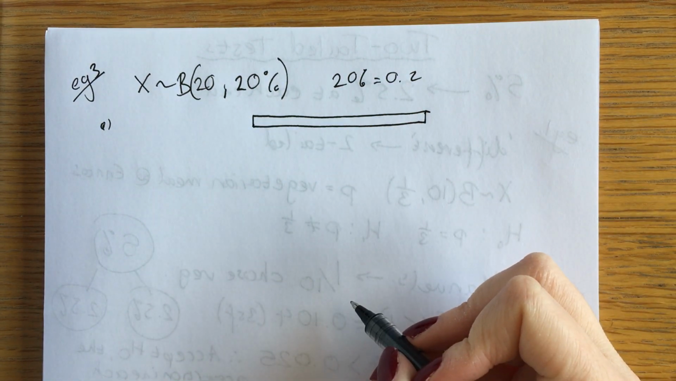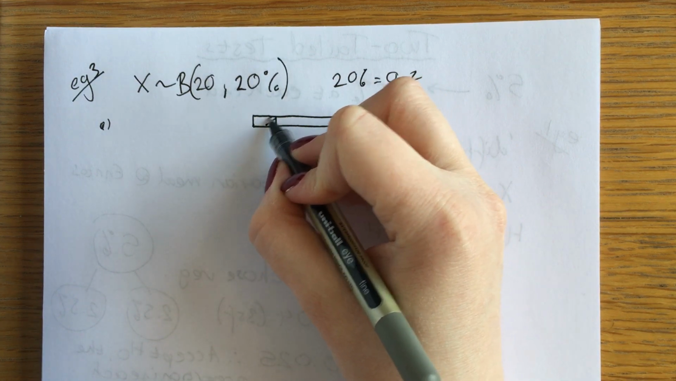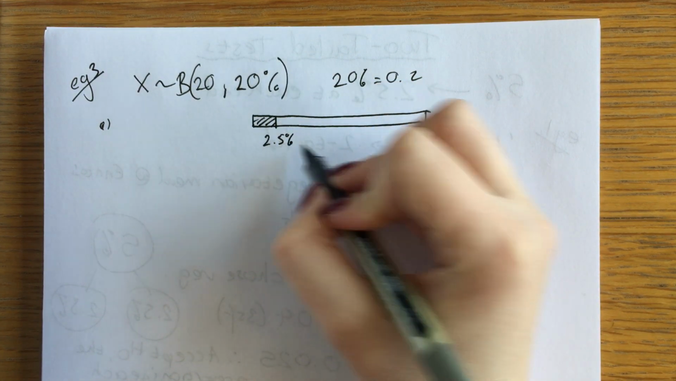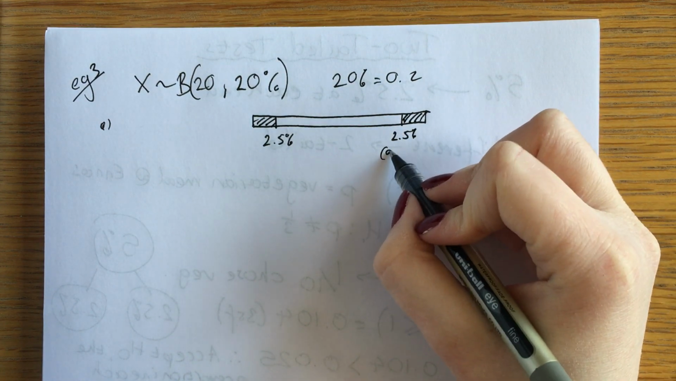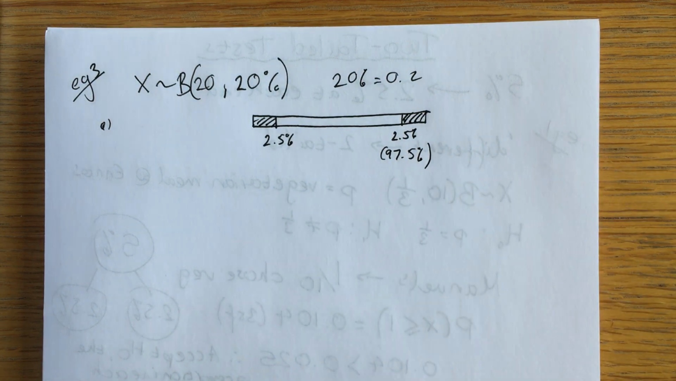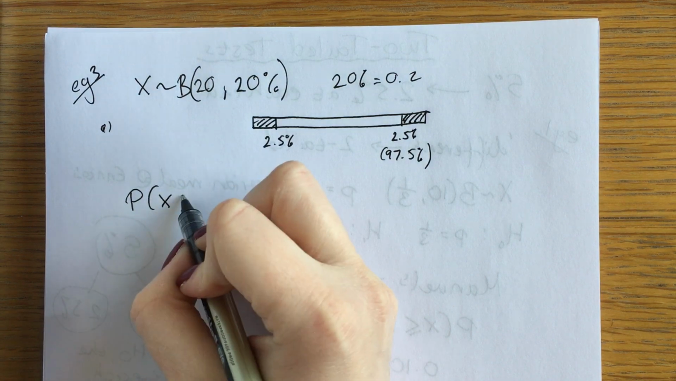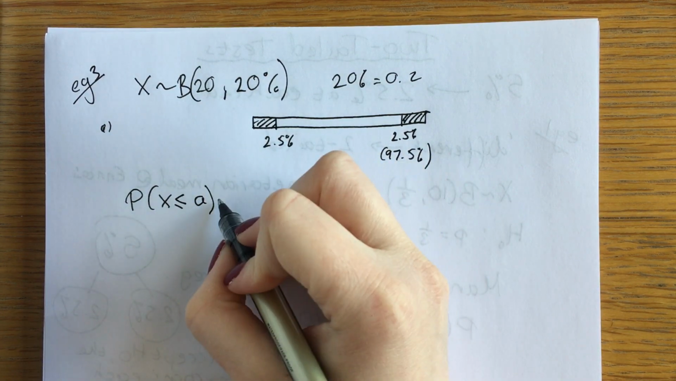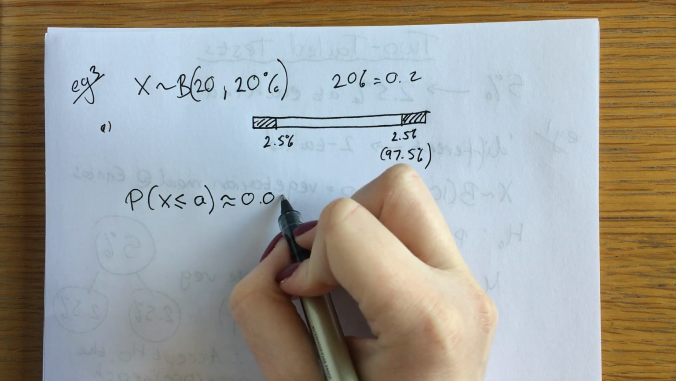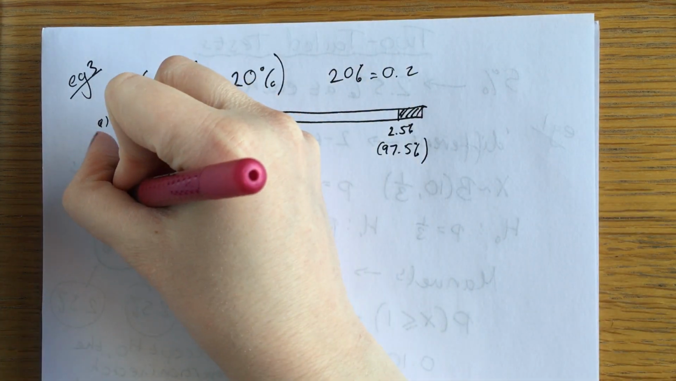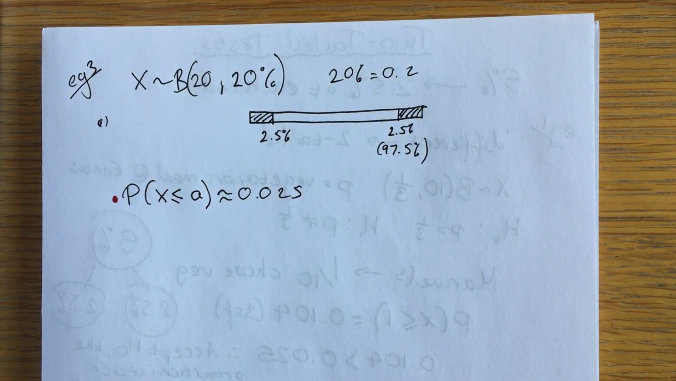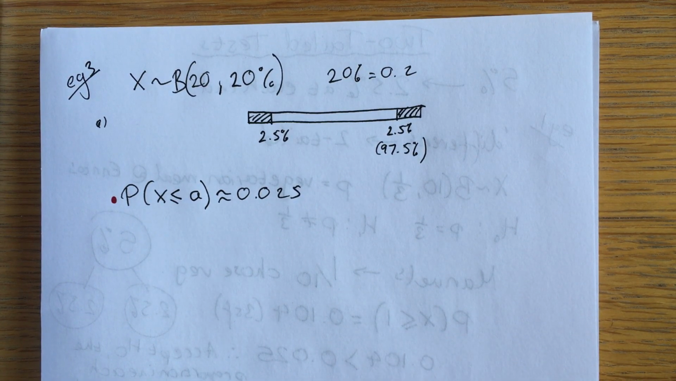Now we're testing at the 5% significance level. So we've got a region down here of 2.5% and a region up here of 2.5%. Because my calculator looks at less than, we're looking at a probability of 97.5%. So I need the probability that x is less than or equal to a to be as close as possible to 0.025. That's the first thing we're going to look at.